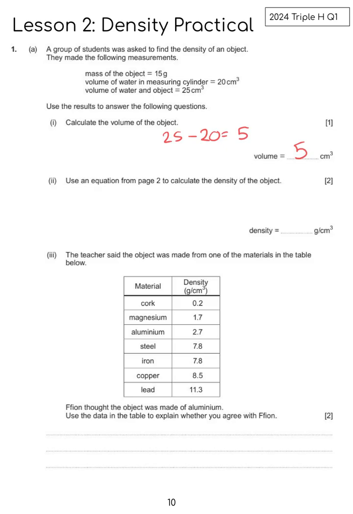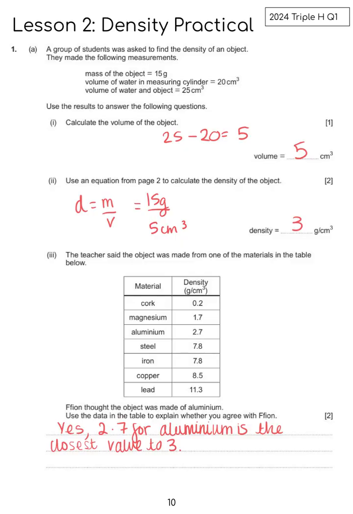Then we need to use an equation to work out the density, and we can check page 2 if we've forgotten, but it's mass divided by volume. So we've got 15 grams divided by 5 centimetres cubed. 15 divided by 5 is 3. We can double check the units: grams per centimetres cubed.